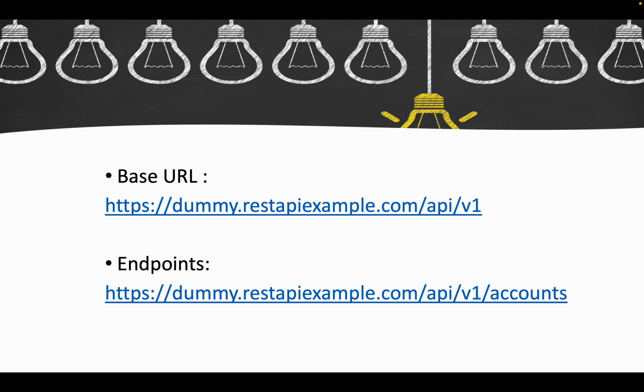Next, we have endpoints. Endpoints are basically specific locations or paths that you usually take to represent a resource. Each endpoint is like a room in a building, like living room, kitchen, bedroom, bathroom, etc. In here, this API has an endpoint called accounts. We can see that this accounts endpoint is related to accounts APIs. If in this URL I give slash transactions, then all the APIs related to transactions will be stored at that endpoint.